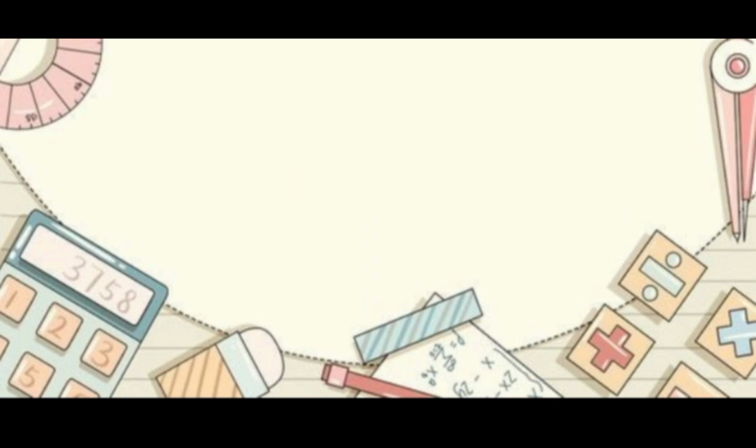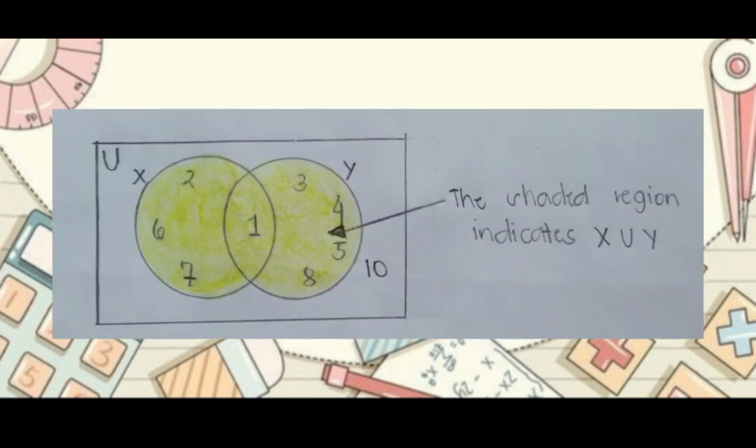So in the solution, a repeated element is only written once. So this is the Venn diagram of union sets, X union Y, with the numbers 1 up to 10. So the shaded region indicates X union Y. If X is a subset of Y, then X union Y is equal to Y.